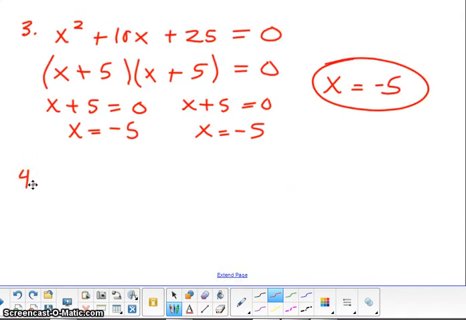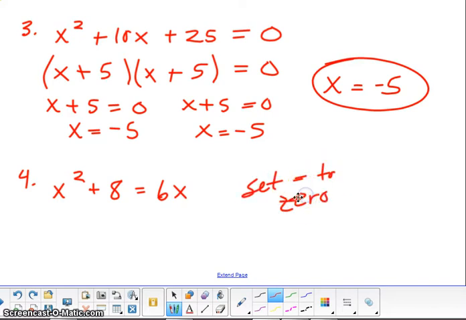All right, example number 4. Sometimes you've got to be careful with the way it is written. For example, this one, you can't use the zero product property because it's not equal to 0. So that would be our first step: always set equal to 0, so then we can find the values of x.